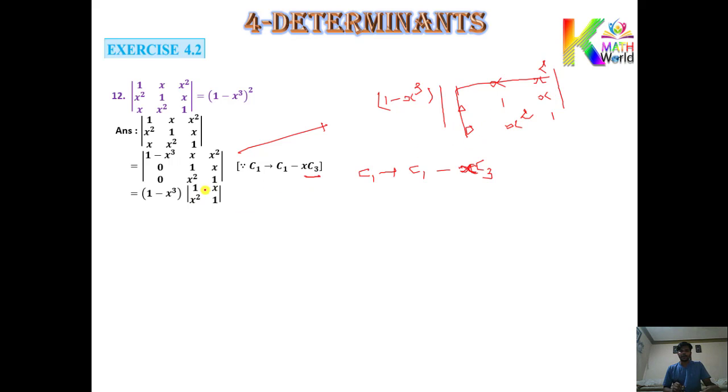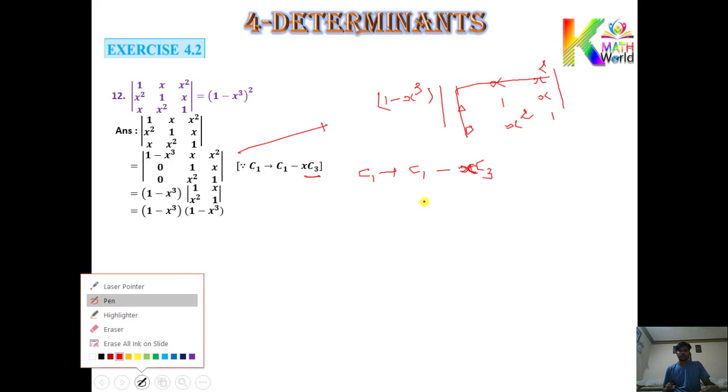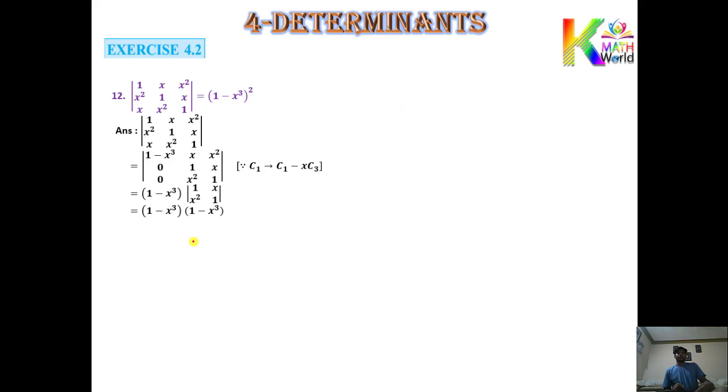That thing is written only here: 1, x, x square, 1. So you can see that. So expansion of this one, now 1 minus x cube. So 1 minus x cube into 1 minus x cube, it means you got 1 minus x cube whole square. Okay, this is your rough calculation. So you got the final step: 1 minus x cube whole square.